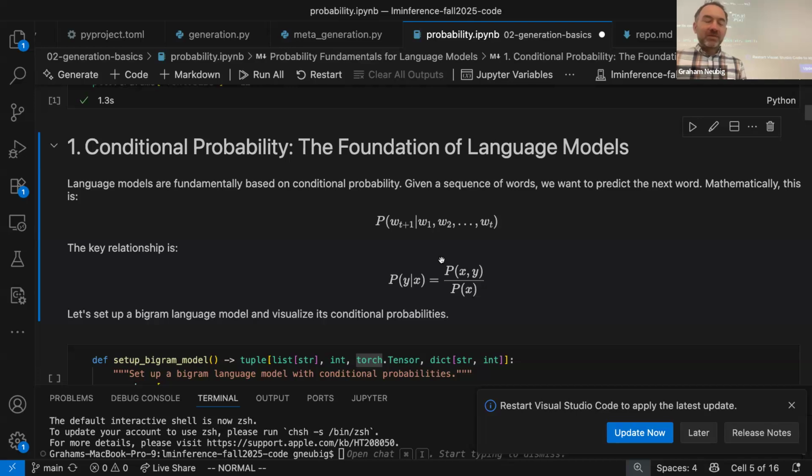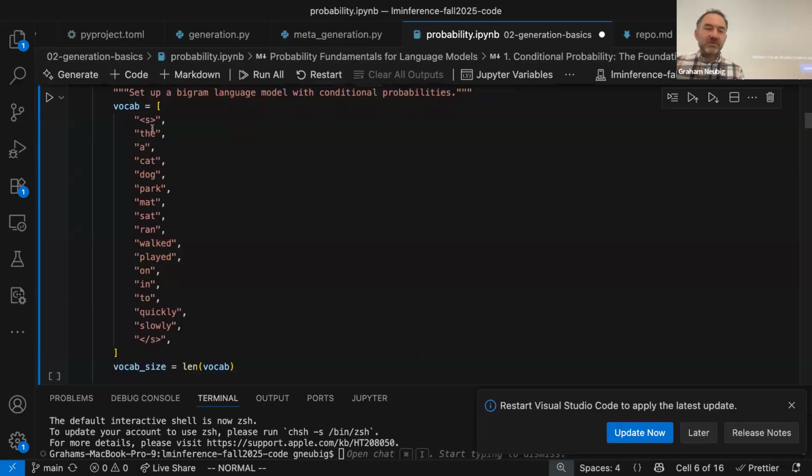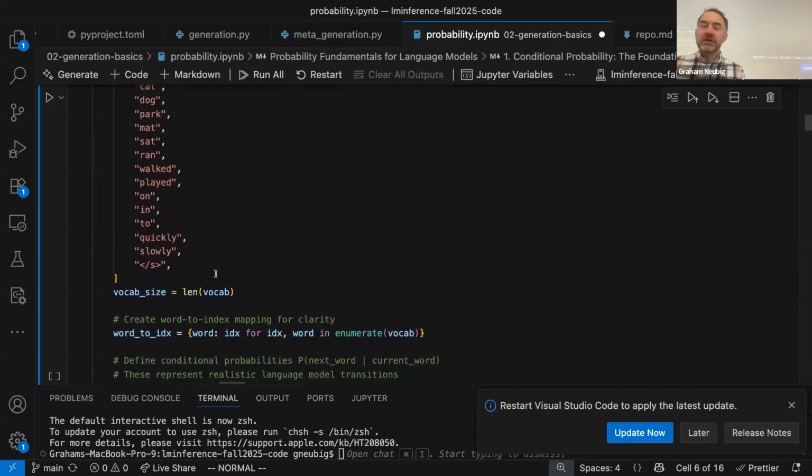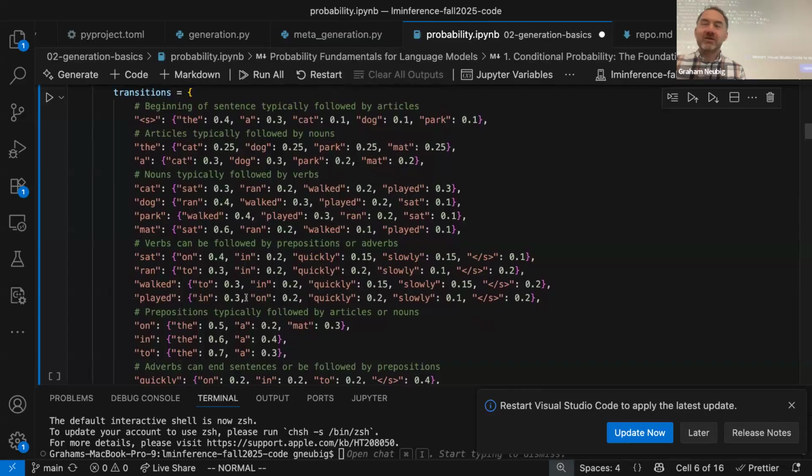And in this particular case, I set up a bigram model, which is a 2-gram. So it predicts the next word based on the previous one word. So I came up with a fake n-gram model where I just assigned probabilities to this very small vocab of beginning of sentence, the, cat, dog, park, mat, sat, ran, walked, played, on, in, to, quickly, slowly, and end of sentence symbol. And I, or more accurately, Claude, came up with these probabilities for each of the tokens here.